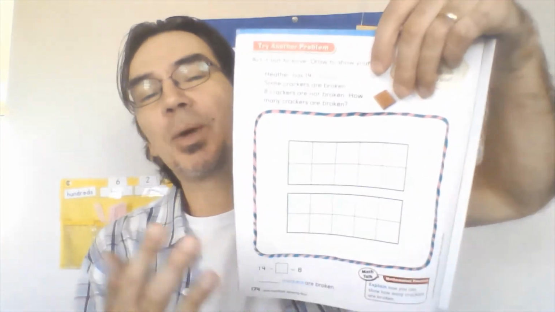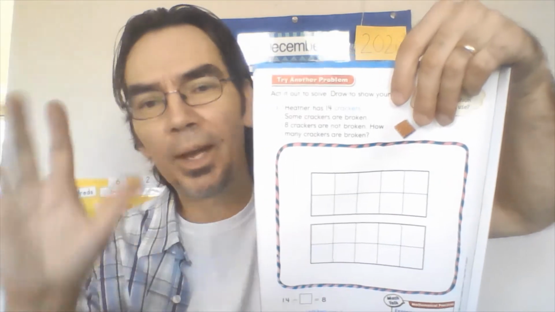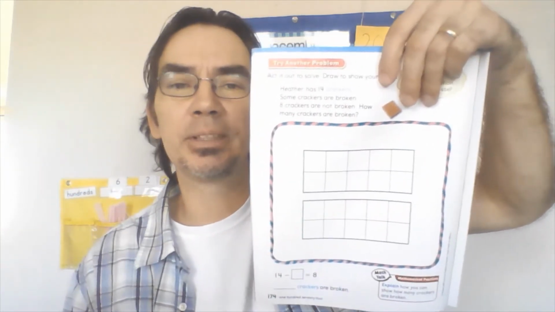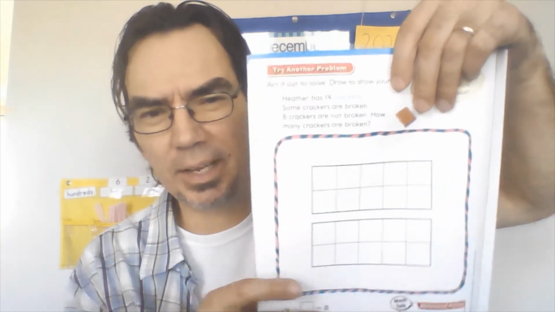And this is a strategy I want you to give a shot today. I know I said use your favorite strategy. For this one, I want you just to do this tens frame one. Okay, I want you to give it a chance. This is the tens frame. Heather has 14 crackers. Some crackers are broken. 8 crackers are not broken. How many crackers are broken?